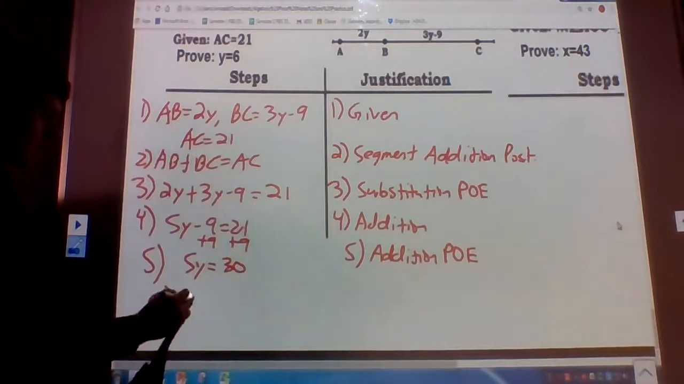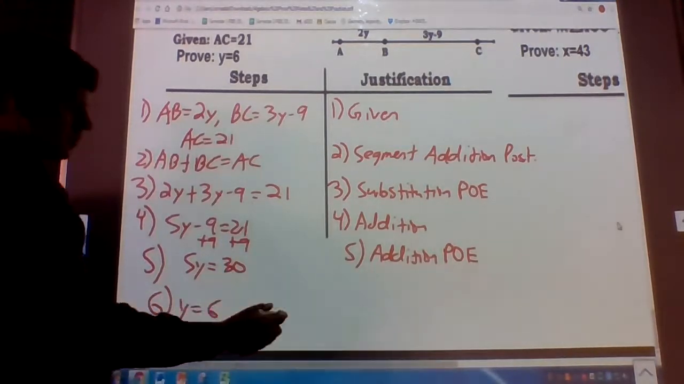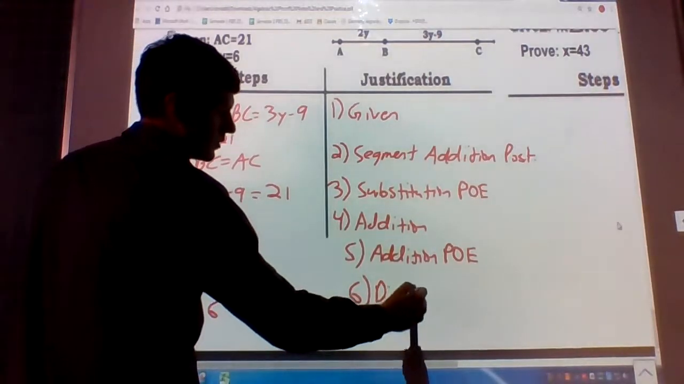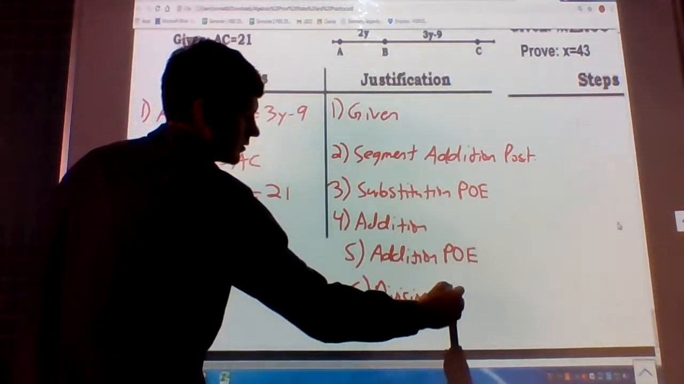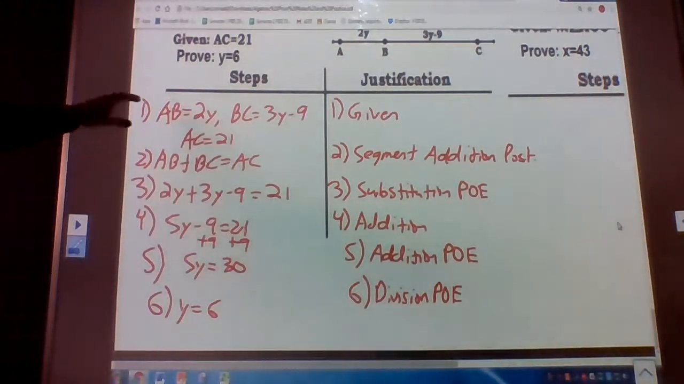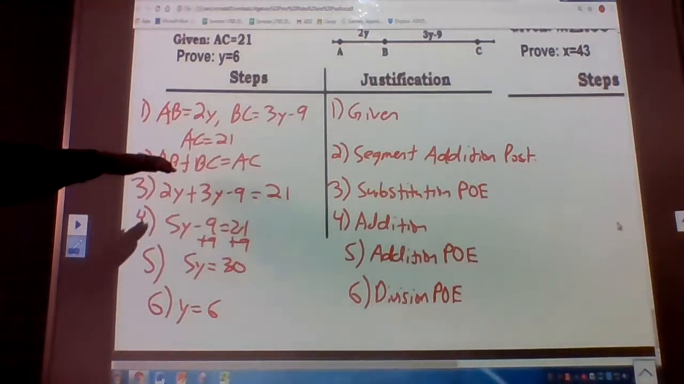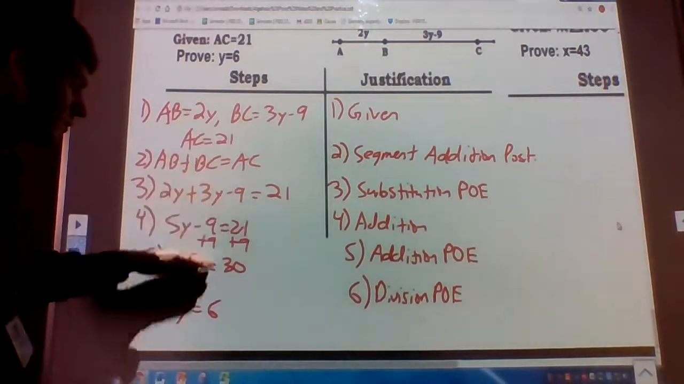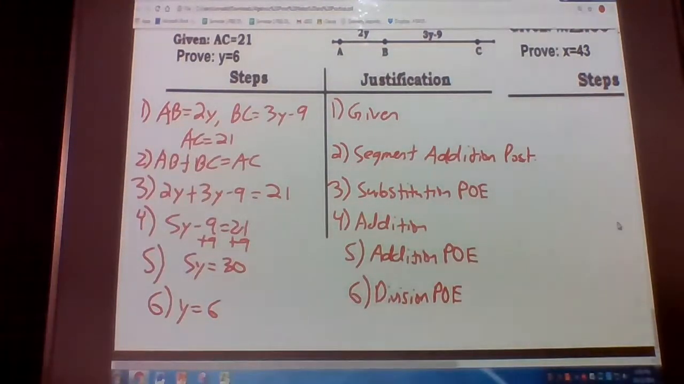Okay, and then we're going to end up with y equals 6, which is what we're trying to prove. And we get that by using the division property of equality. We're dividing 5 on both sides. So we start with our given. We need an equation, so we use the segment addition postulate to get an equation. We substitute in what we know, and then from there we can do the algebra to solve.